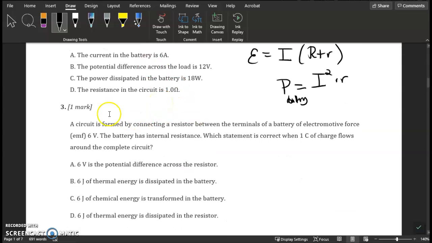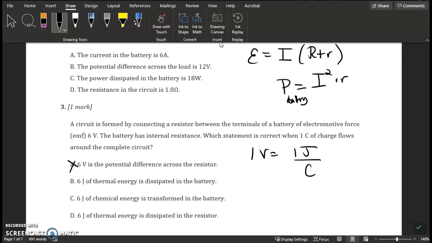Number 3, a circuit is formed by connecting a resistor between the terminals of a battery of electromotive force EMF 6 volts. The battery has internal resistance. Which statement is correct when 1 coulomb of charge flows around the complete circuit? Remember, 1 volt is equal to 1 joule per coulomb, energy per unit charge. If the battery has internal resistance, that means that not all of the potential is dropped across the resistor. Some of the potential is dropped across the internal resistance of the battery, so you get rid of choice A.